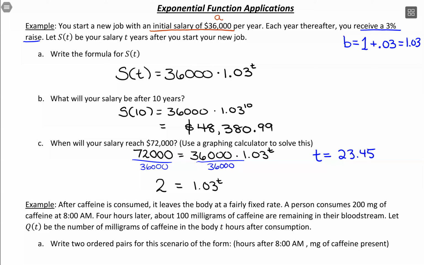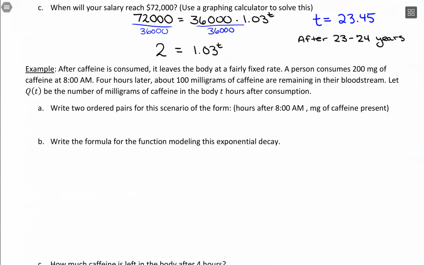So I'm trying to answer when will your salary reach $72,000. I'm going to say after 23 to 24 years, because it'll be between those. So after 23 to 24 years, your salary will reach $72,000. All right.